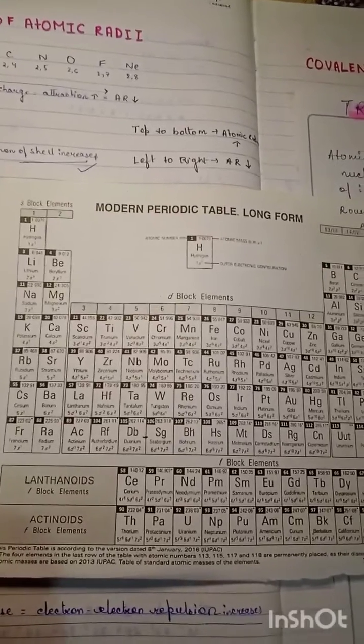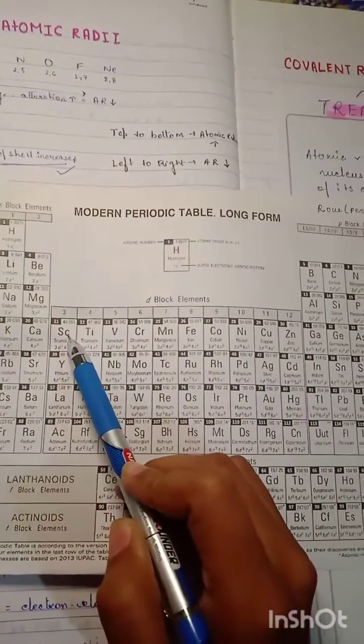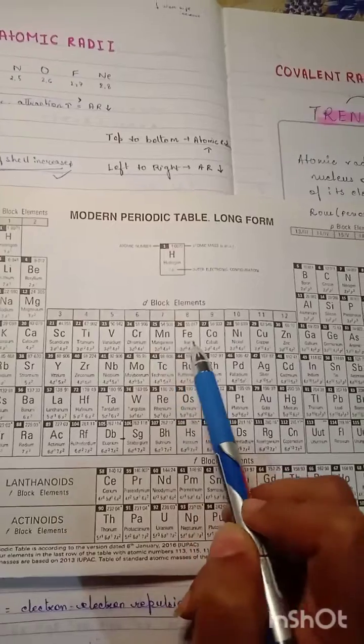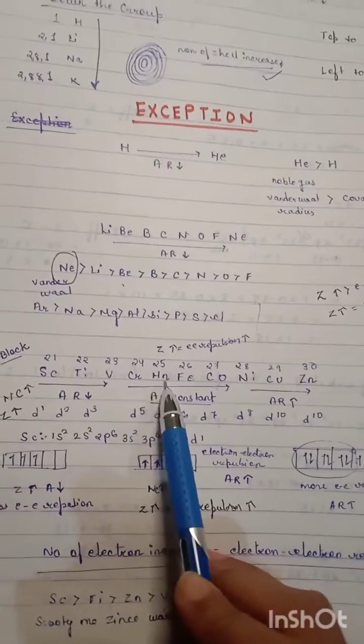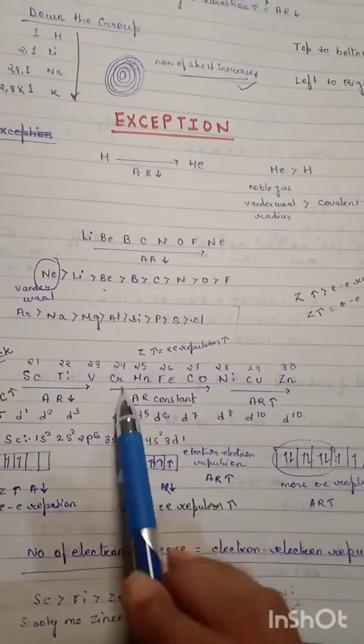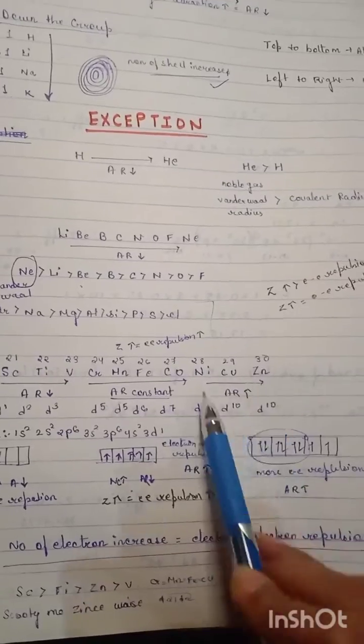Now see, in the case of d block elements, the variation in atomic radius: scandium, titanium, vanadium, chromium, manganese, iron, cobalt, nickel, copper, zinc. Now see what happens. From scandium, titanium, vanadium, atomic radius decreases. From chromium, manganese, iron, cobalt, atomic radius is constant. From nickel, copper and zinc, atomic radius increases.